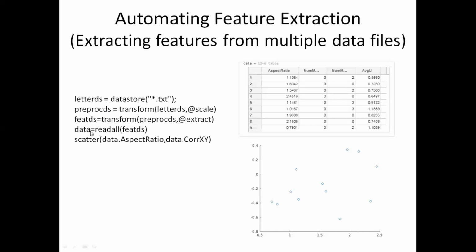Next, when you are going to read from this particular datastore using the readall command, and this readall function we have seen already, this is used to read the complete data from the datastore. When you read this particular datastore, automatically the features will be extracted, and those features will be stored in this variable named data. That is the table. The features will be automatically calculated and stored as table data.